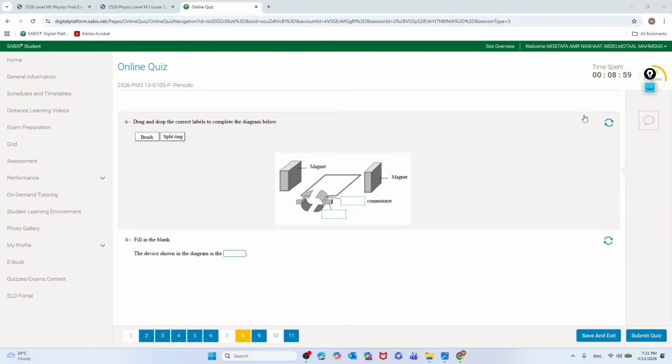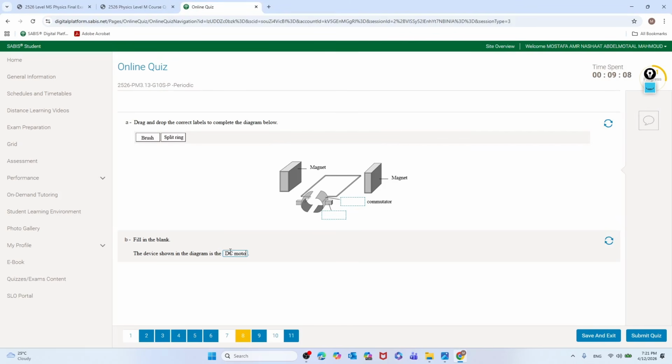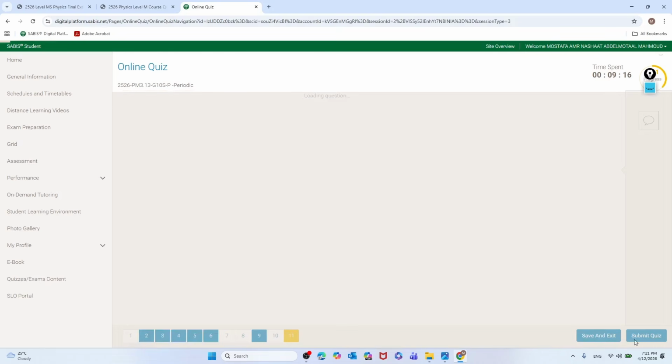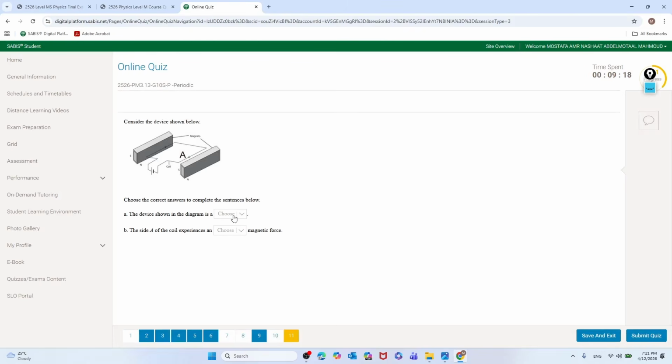Okay, now I'll solve a few questions about this. The device shown is an electric motor or DC motor. And this is the split ring, and this is the carbon brush. Is there any more questions? Okay, the device shown is the DC electric motor. Side of coil A would move. Okay, so this is north. Wait.